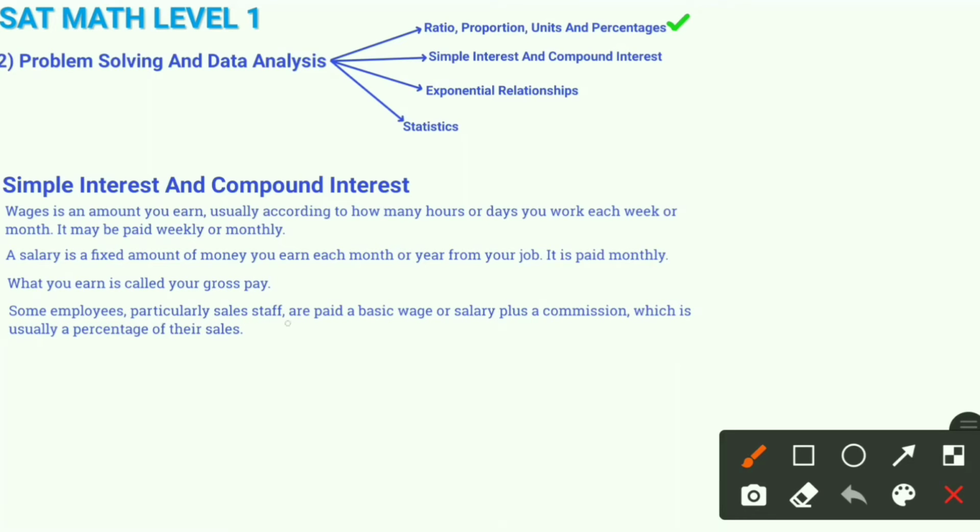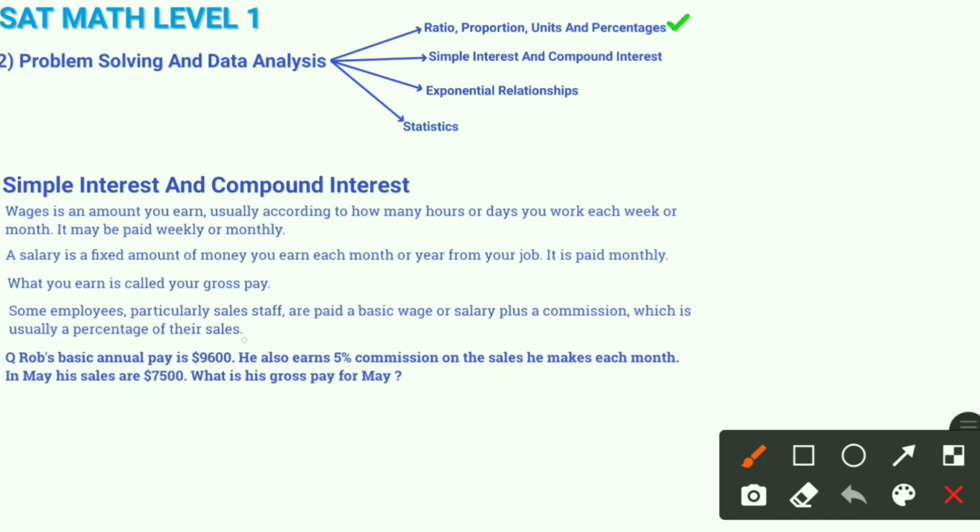Some employees, particularly sales staff, are paid a basic wage or salary plus a commission, which is usually a percentage of their sales. Now we have a question. Rob's basic annual pay is 9,600. He also earned 5% commission on the sales he makes each month. In May, his sales are 7,500. What is his gross pay for May?